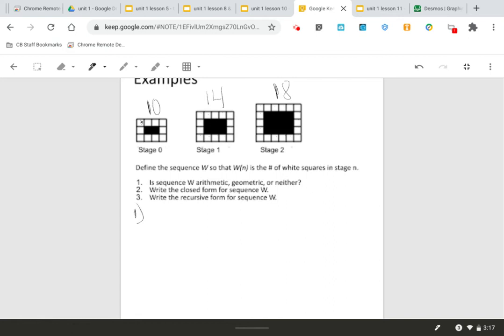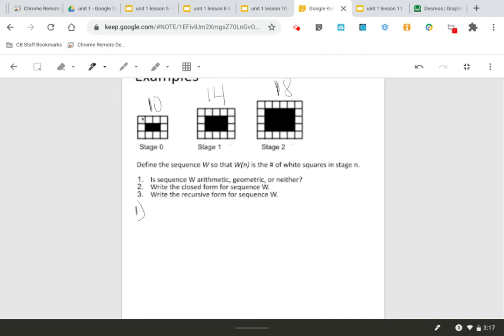So number 1, is sequence W arithmetic, geometric, or neither? So going from 10 to 14 to 18, to me, that's pretty clear that it's an arithmetic sequence. Why is it an arithmetic sequence? Because we're going up by 4. Our common difference is 4.